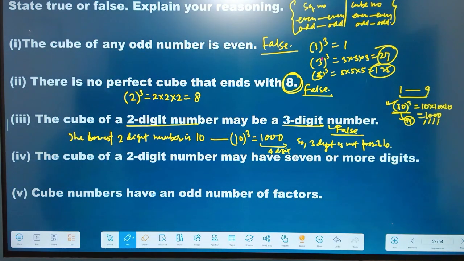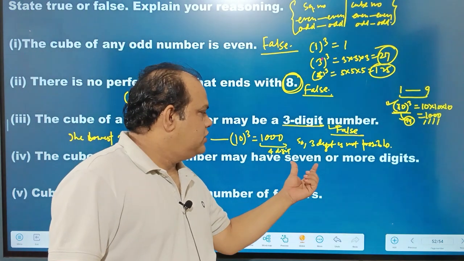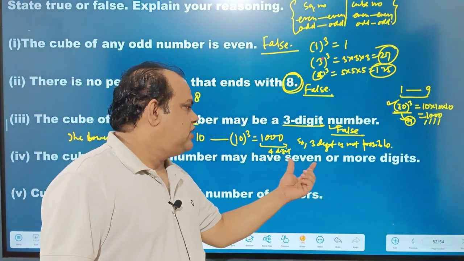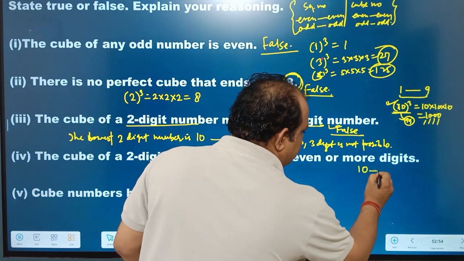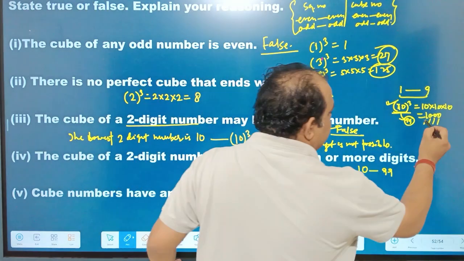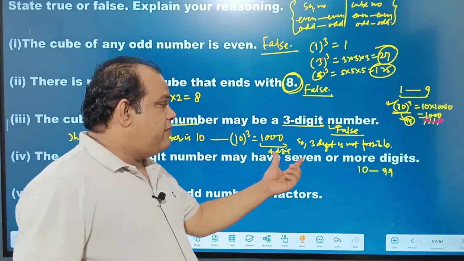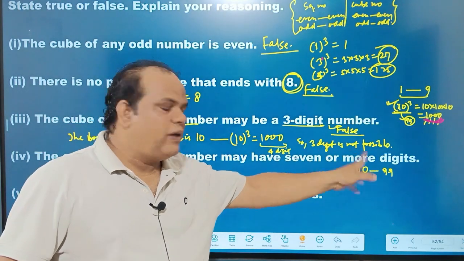Now the cube of a 2 digit number may have 7 or more digits. अब ये कह रहा है 2 digit का जो नंबर है उसका क्यूब 7 या ज्यादा हो सकता है. 2 digit नंबर ही है तो इसका मतलब हम लोग 10 से लेके 99 की बात कर रहे हैं. तो 4 तो हमने देख लिया कि 4 तो हो सकता. तो 7 और उससे ज्यादा की बात कर रहा है तो मैक्सिमम का ट्राई कर.